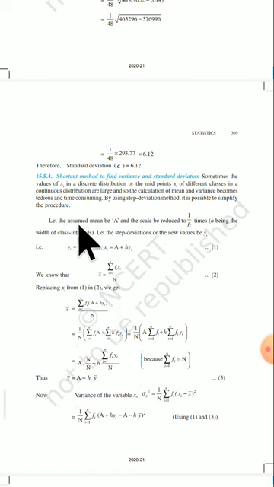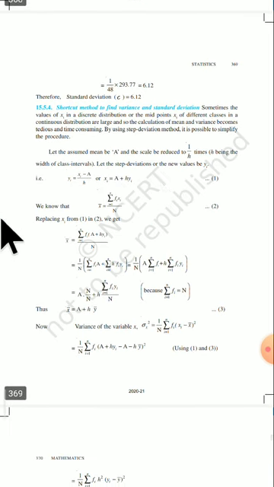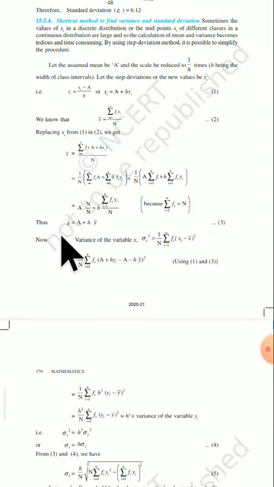Therefore, we consider the assumed mean as a, and the scale of reduced width is 1 by h, where h is the width of the class interval. Let us define the new values yi equal to xi minus a, where a is the assumed mean, divided by h, the width. So we will get xi equal to a plus h into yi. Next x bar equals summation of fi into xi divided by n. After simplification we will get mean equal to a plus h into y bar.